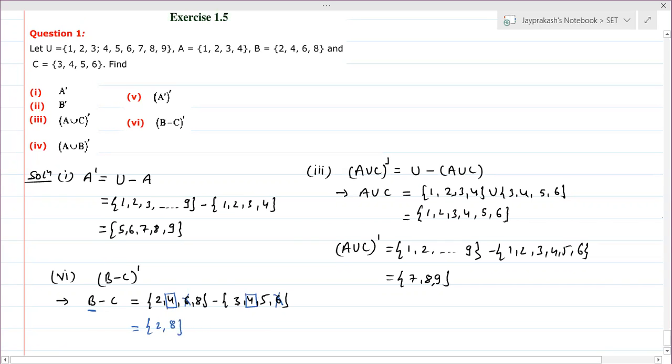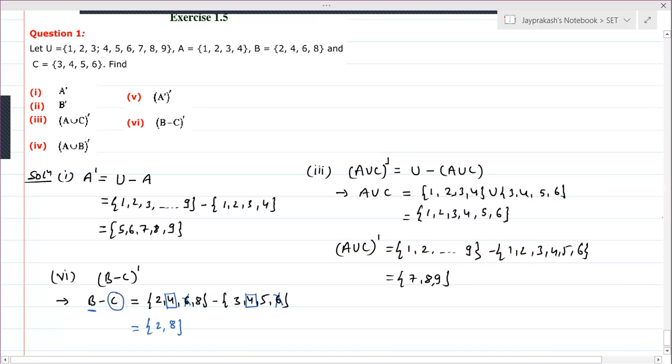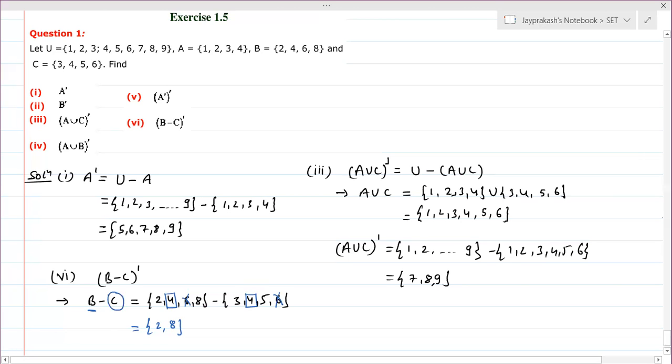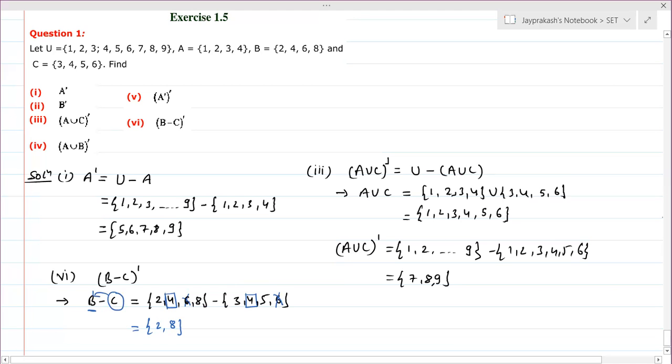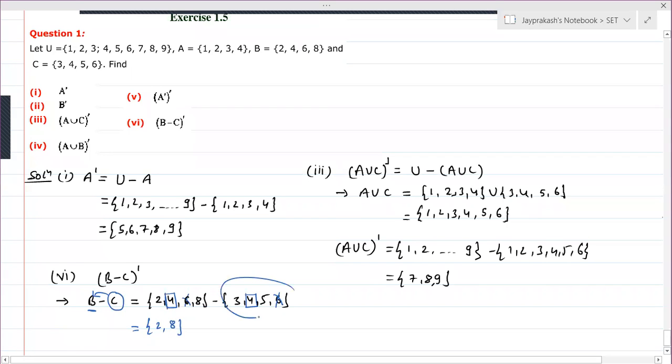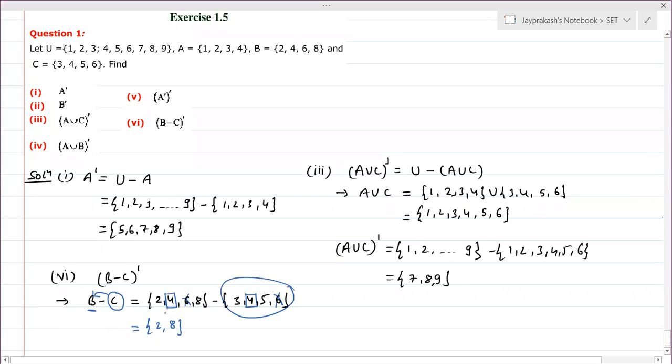Don't bother about the second set's elements. Whatever remains in the second set, we have nothing to do with it. We will just cancel out the elements of the second set, that means of C, which are common inside B. That's why we have cancelled out 4 and 6, because 4 and 6 are in the second set. Then we will write the remaining elements of the set B.